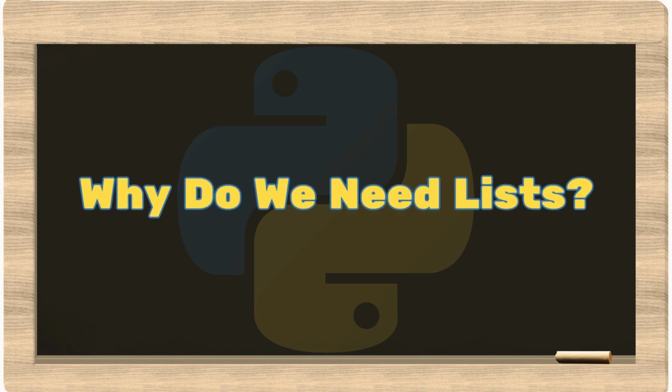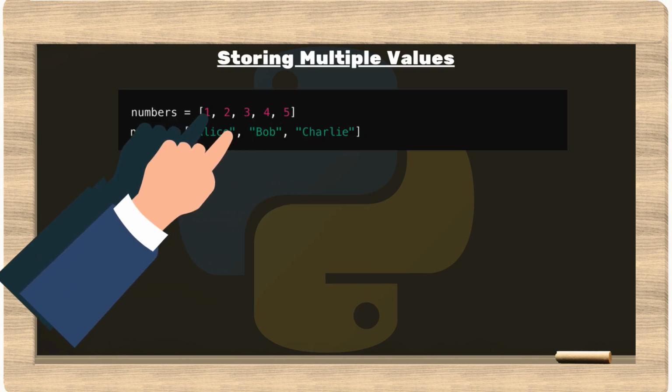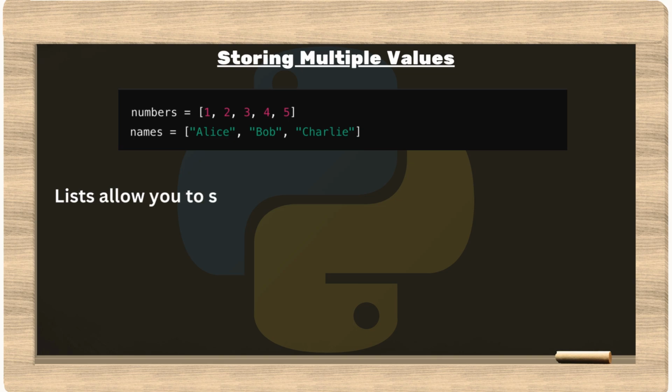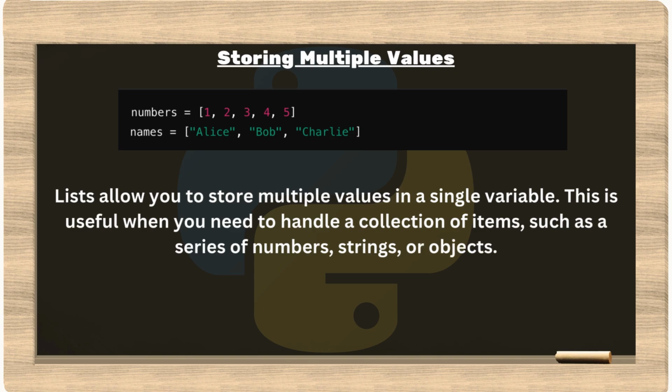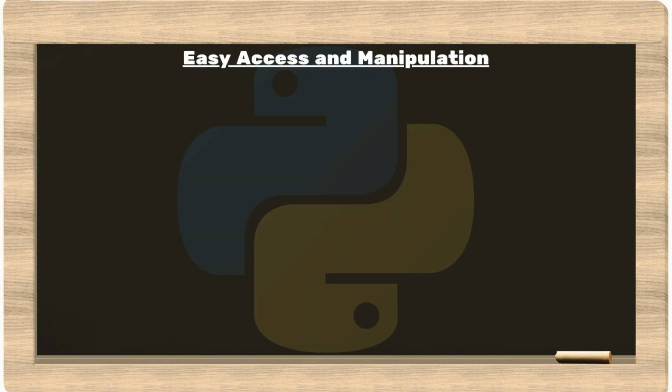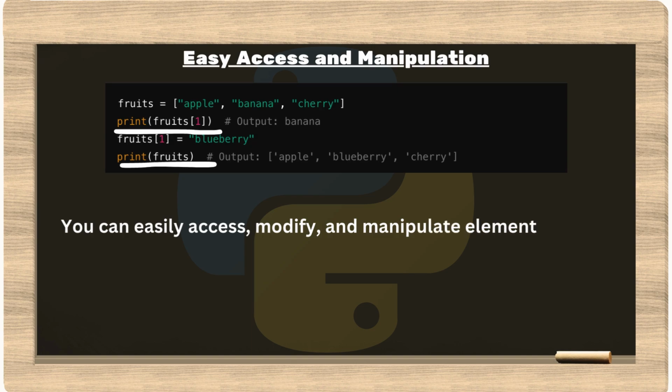Why do we need lists in Python? Storing multiple values. Lists allow you to store multiple values in a single variable. This is useful when you need to handle a collection of items, such as a series of numbers, strings, or objects. Easy access and manipulation. You can easily access, modify, and manipulate elements in a list using indexing and slicing.